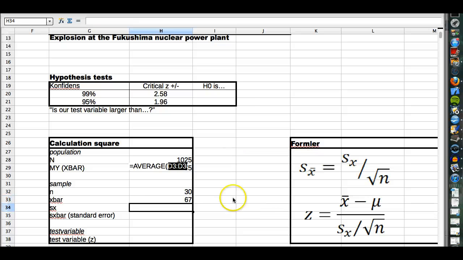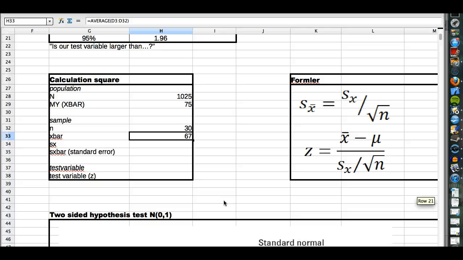And I close that parenthesis. For some reason, there we go. And I find that after the explosion, their attitude is 67 out of 100. Now this is lower than before the explosion. So maybe we could say then that, okay, they have a more negative attitude towards nuclear power.